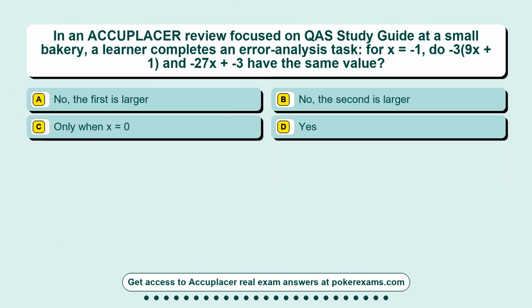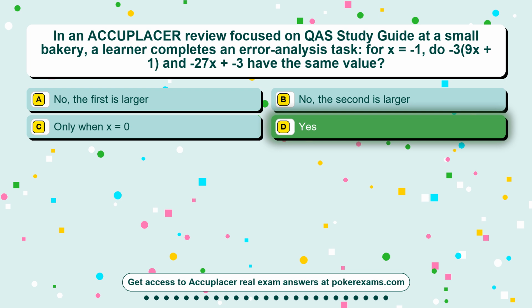Question 2. In an ACCUPLACER review focused on QAS Study Guide at a small bakery, a learner completes an error-analysis task. For x equals -1, do -3(9x + 1) and -27x + -3 have the same value? Option A, no, the first is larger. Option B, no, the second is larger. Option C, only when x equals 0. Option D, yes. The correct answer is option D, yes.